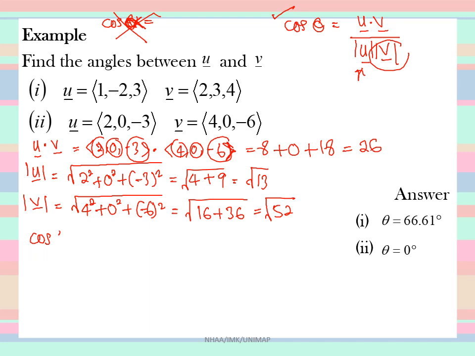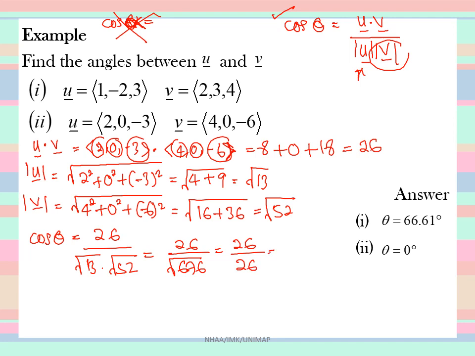Then applying into cos theta equal to u dot v, okay, is 26 over square root of 13 times square root of 52. That will give you 26 over square root of 676, which is equivalent to 26. Okay, so 26 over 26 is equal to 1. So cos theta equal to 1 will give you theta equal to 0 degree.